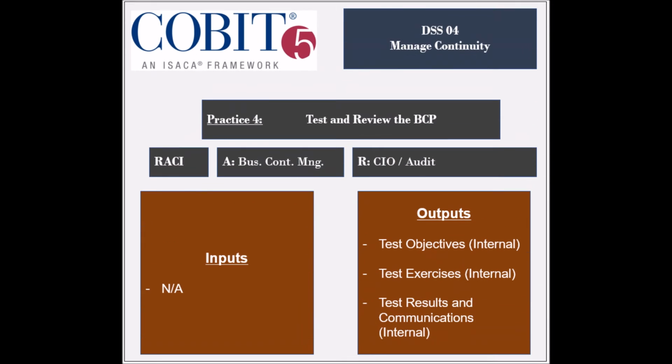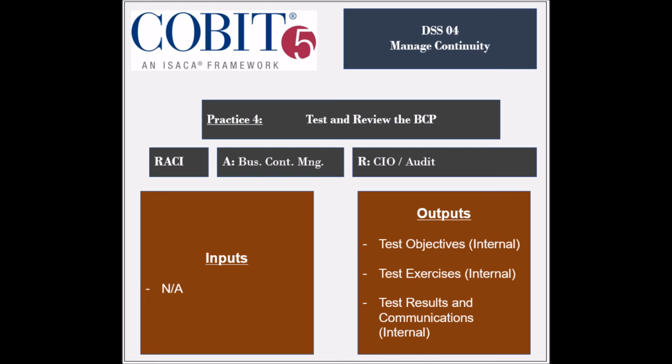The fourth practice is to test and review the business continuity plan. The entities responsible for this practice include the business process owners, the Chief Information Officer, and the audit function. The entity that is held accountable is the Business Continuity Manager.